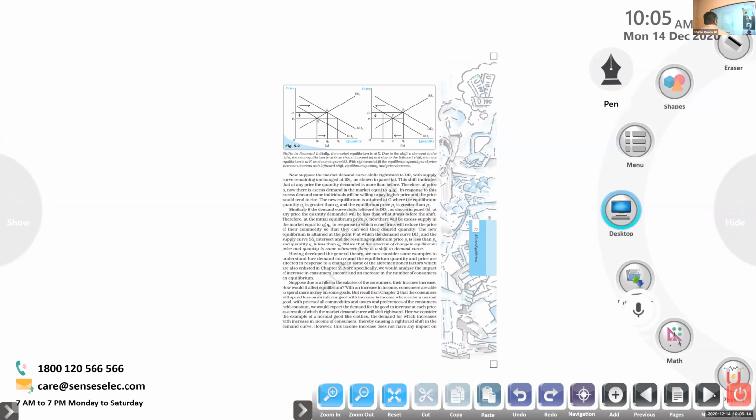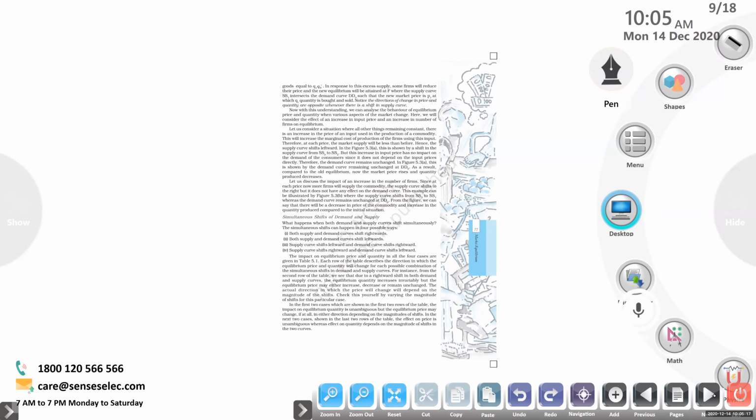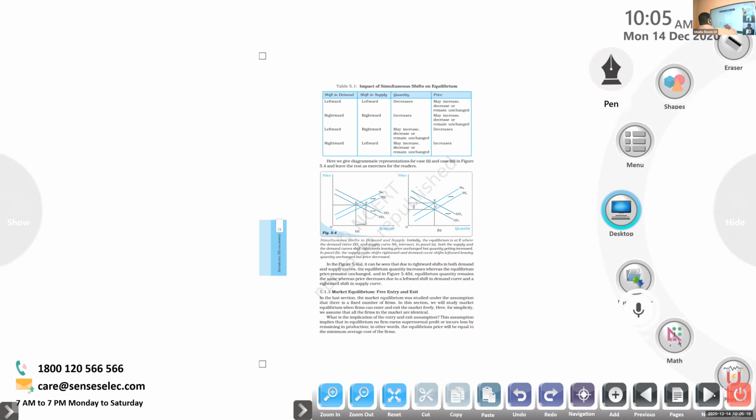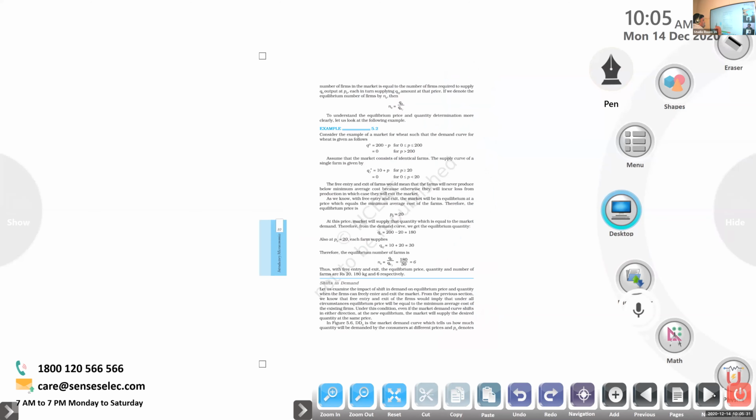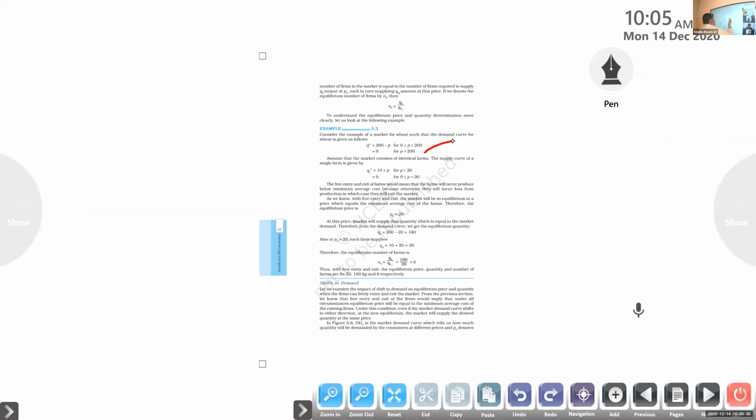So in the last class we discussed supply, market equilibrium, free entry and exit, and the change in supply related with that. We studied a formula to find out the quantity demanded and supplied, the equilibrium quantity, the equilibrium price, and the firms needed to produce the equilibrium quantity in the market. So all those things are clear.